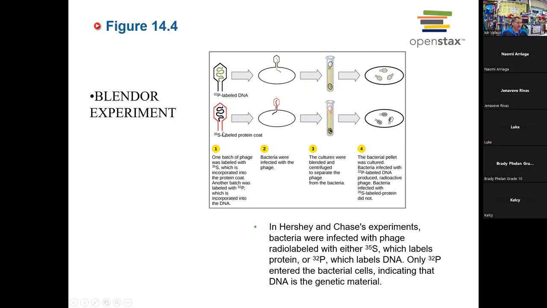And over here, you can see that these viruses were grown in radioactive sulfur. Well, sulfur is found in the protein coat of the virus, whereas the phosphorus is in the DNA, these green ones right here.